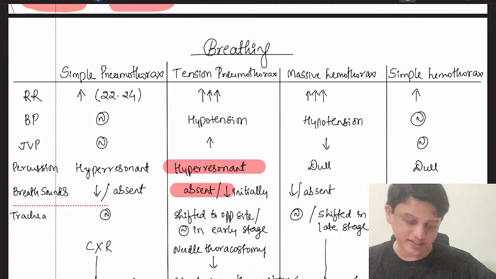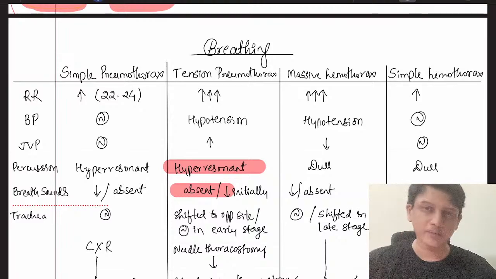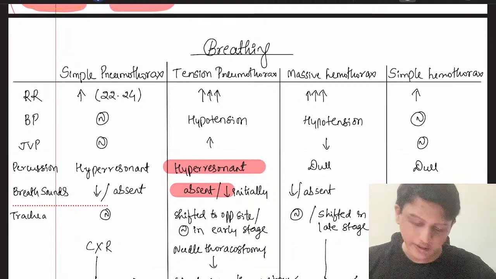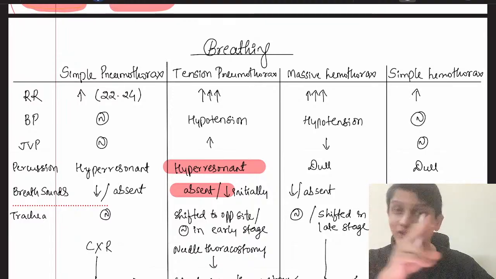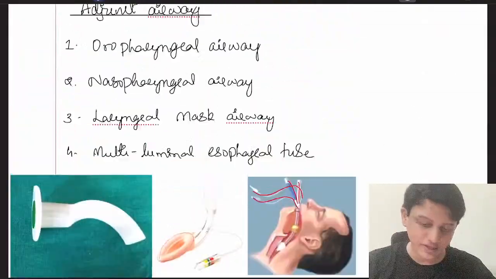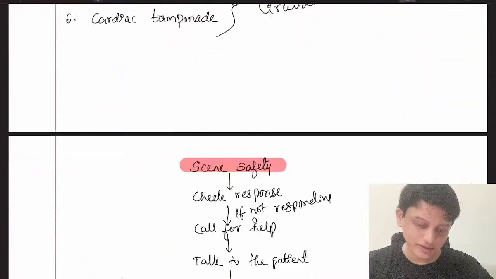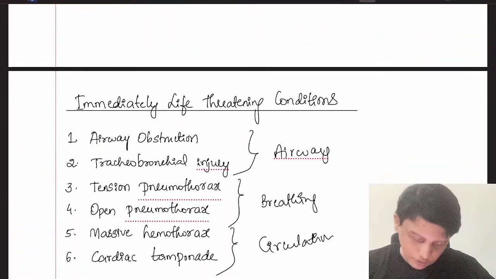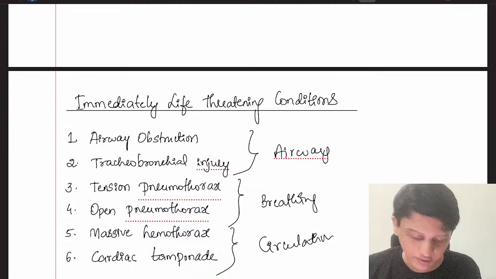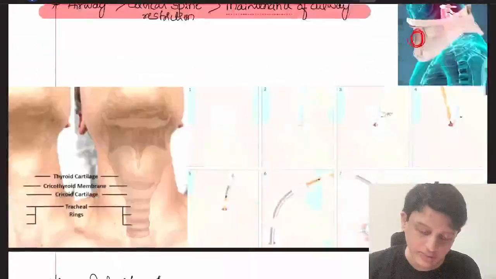If you get a chest x-ray in simple pneumothorax, you have time to investigate and all, get a chest x-ray, it will show the presence of air inside the pleura. In tension pneumothorax, you don't have time, because I mentioned simple pneumothorax was not present in our list, correct? Was it there? Immediately life threatening. Simple pneumothorax is not there. We only have tension pneumothorax and open pneumothorax. Those are immediately life threatening, and massive hemothorax only, not simple hemothorax.